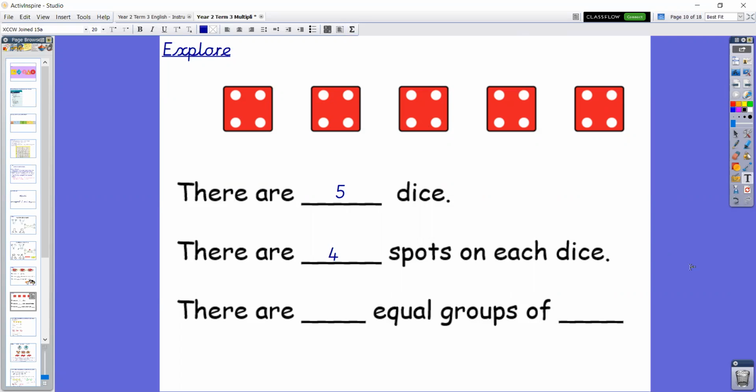Can you repeat those first 2 sentences for me? There are 5 dice. There are 4 spots on each dice. Well done. Now let's have a think about how we can describe this picture using our mathematical words. How many equal groups are there? How do you know how many equal groups there are?